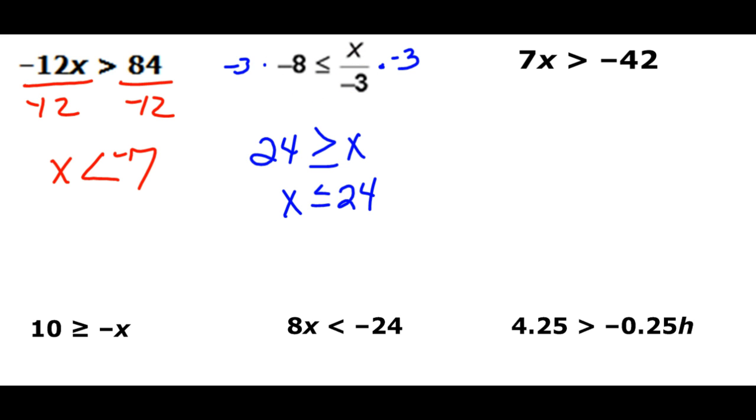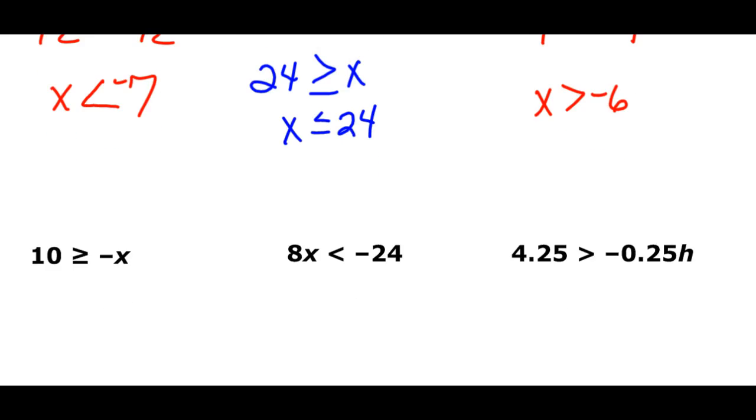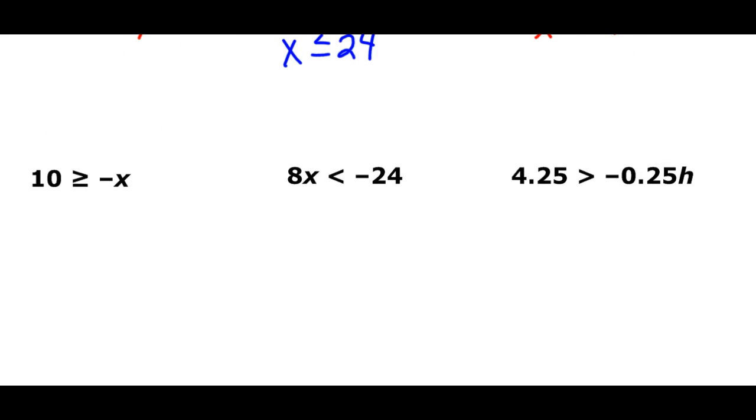Checks. Ready? Next one. Going to divide both sides by 7. Flip or not flip? No. Just because there's a negative there doesn't mean that you flip it. So I leave it the same, and I'm going to get x is greater than negative 6. Pick a value that's greater than negative 6. How about 0? 7 times 0 is 0. 0 is greater than negative 42. Okay, now do you see how this is working?